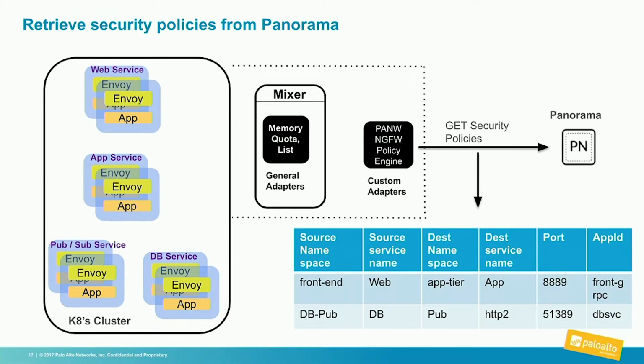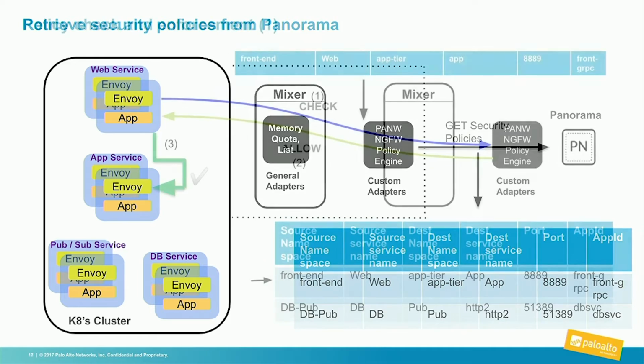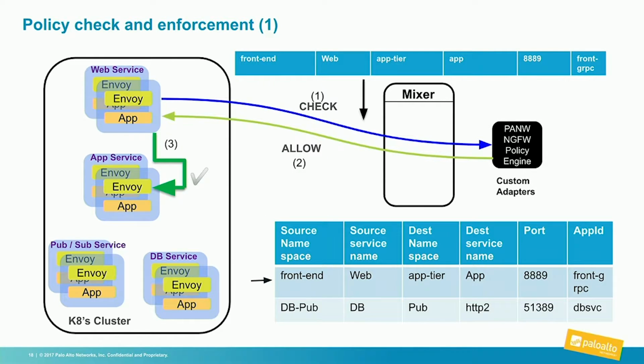So for example, what does this policy look like, right? You can say, hey, I need my front end, my web application, which is running in my front-end namespace, to access the application tier running in the app tier namespace on a specific port and a specific application ID. Similarly, you can construct security policies that allow access between different namespaces and different services, right?